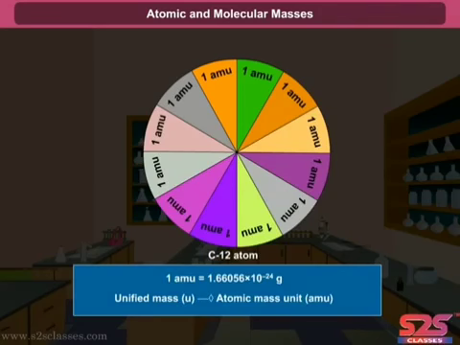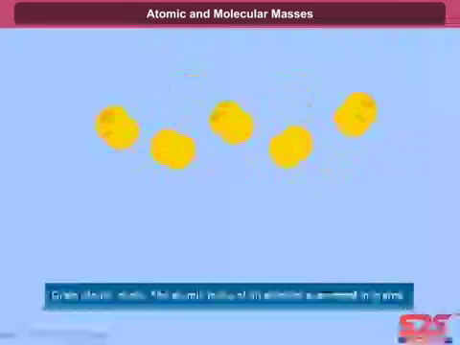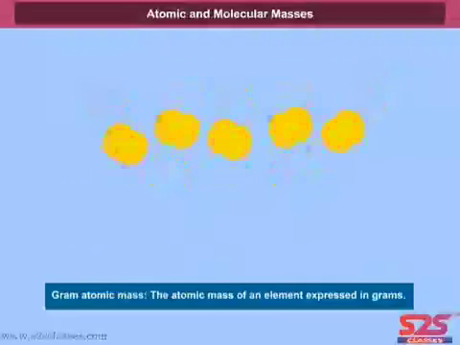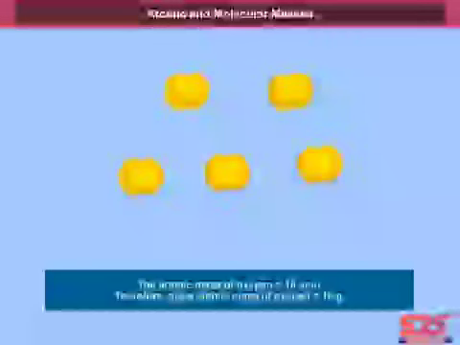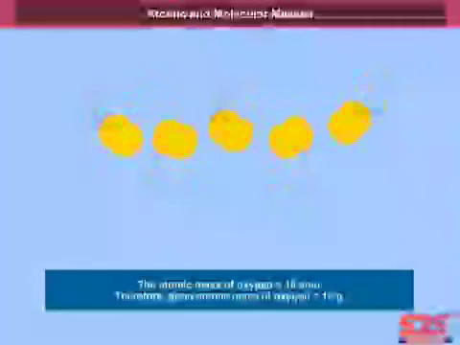Nowadays, unified mass u is used in place of AMU, atomic mass unit. The atomic mass of an element expressed in grams is the gram atomic mass or gram atom. For example, the atomic mass of oxygen is 16 AMU. Therefore, gram atomic mass of oxygen is 16 grams.